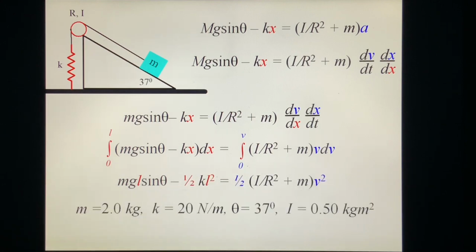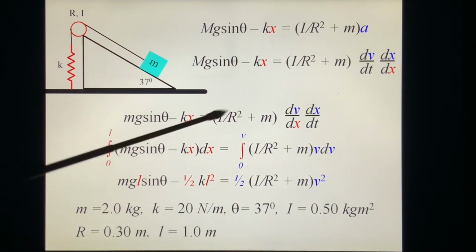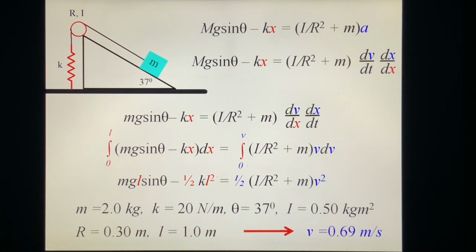We find the v. We put m 2.0 kilogram. Spring constant K equal to 20 Newton per meter. Theta 37 and I is given 0.50. We get R equal to 0.30, L equal to 1.0. We get V equal to 0.69 meter per second. Okay, it's very complicated. Don't panic. Is there any easy way? Yes. We do it in different way.